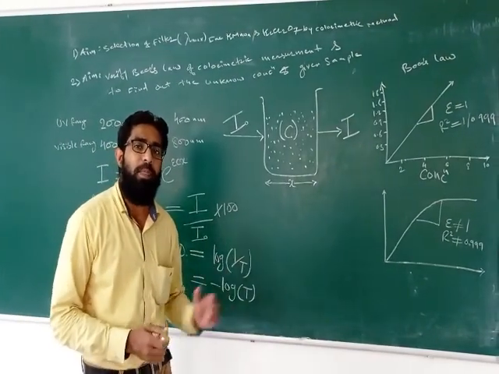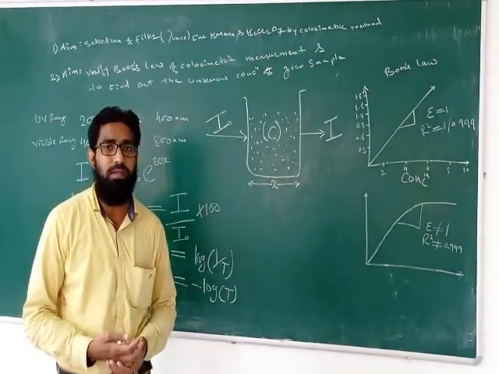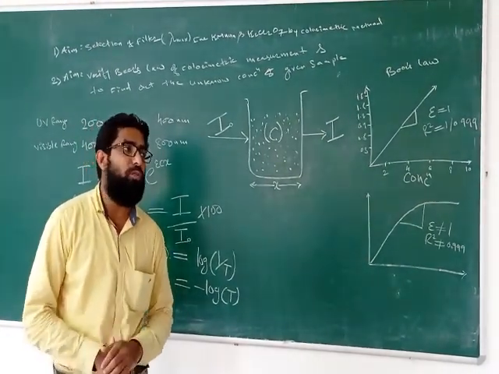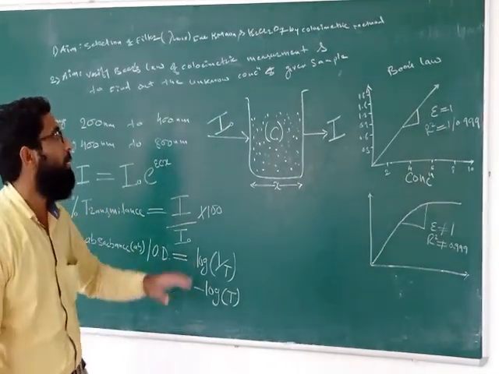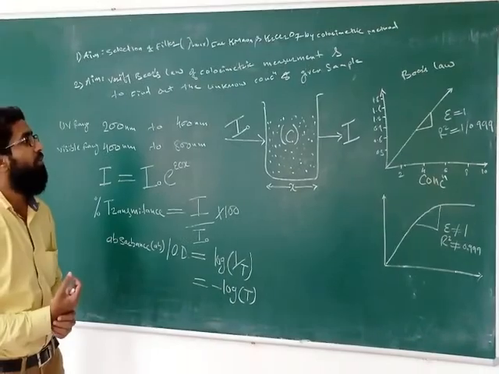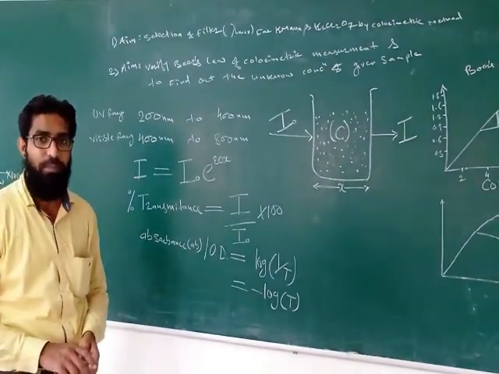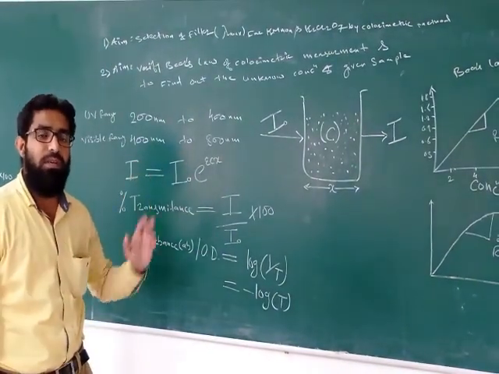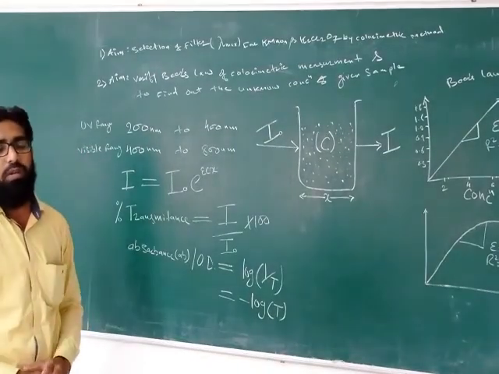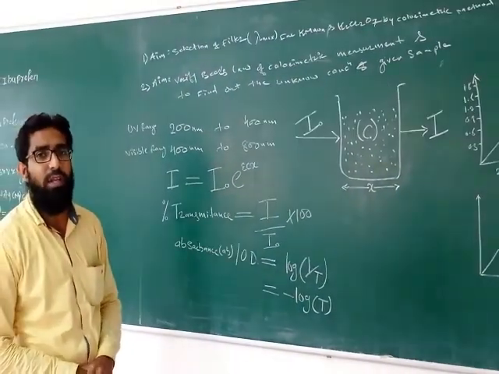Today we will see the practical of IMA, that is instrumental method of analysis, for the final year 7th semester. The first practical of IMA is the selection of filter, that is lambda max for KMnO4 and K2Cr2O7 by the colorimetric method. This is the first experiment.